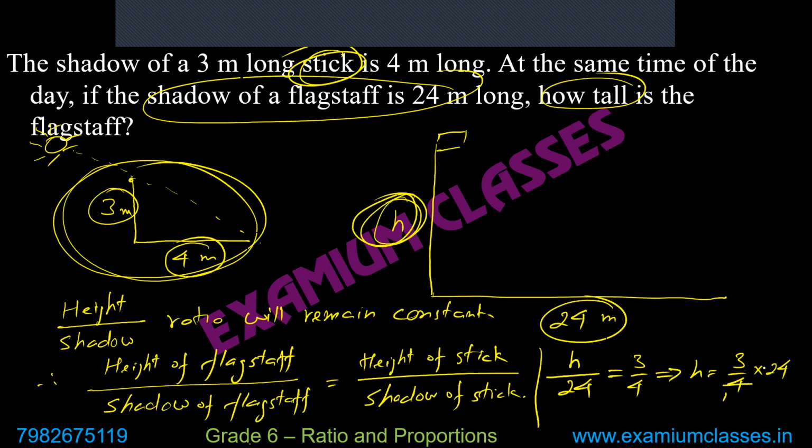So 6 times 24 and then 3 into 6 will give you 18 meters. That will be the answer. So this height of the flag staff will be 18 meters.